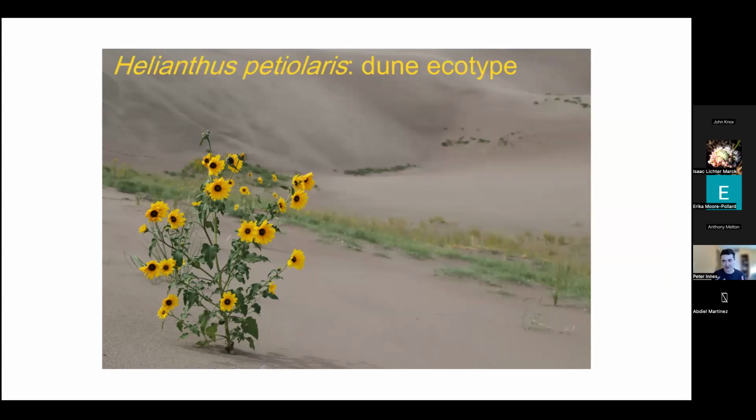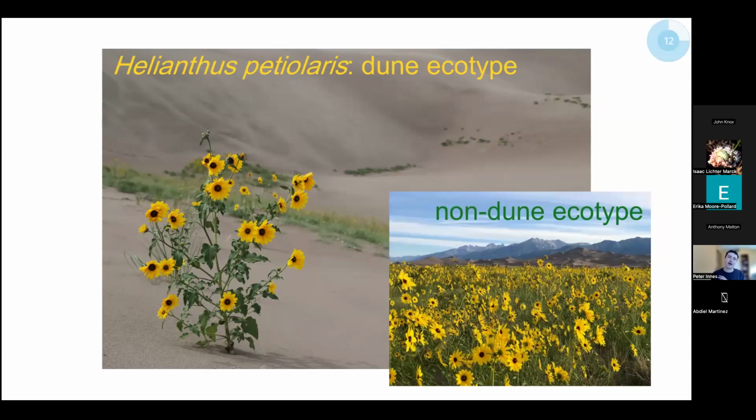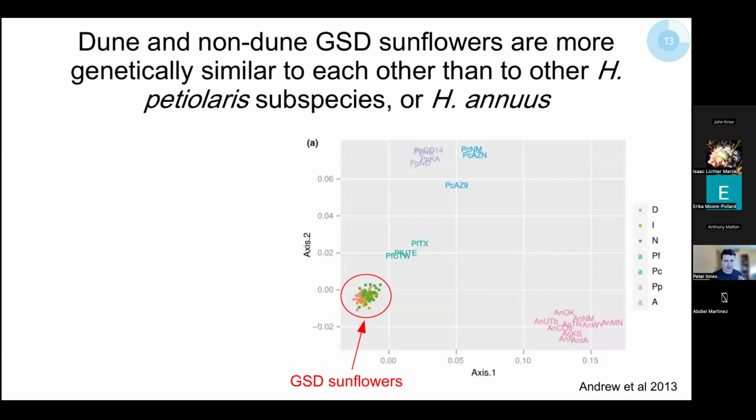This population of prairie sunflower in the dunes is distinct from the prairie sunflowers that grow at the periphery of the dunes and beyond in the San Luis Valley. So we refer to these as the dune and the non-dune ecotype. And going back like a decade or so, there were some different ideas as to where these dune sunflowers came from, because sand dune adaptation is something that has occurred in multiple different sunflowers.